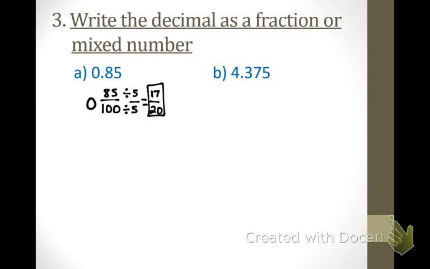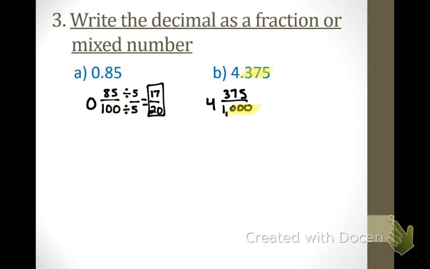Moving on to problem B, a lot of times when we look at it, we say 4.375. How would I read that the correct way? 375 thousandths. Okay, 4 and 375 thousandths. So if you notice right here, there are 3 numbers after the decimal point. You have 3 zeros. Here you have 2 numbers after the decimal point, and then you have 2 zeros. So that's just to help you with what place it is that you're talking about.